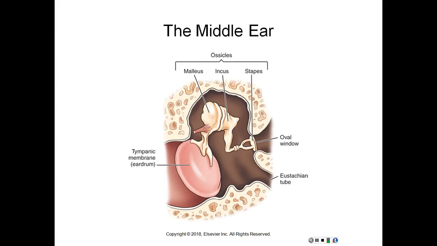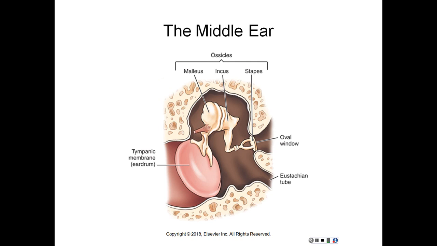Bones of the middle ear that carry sound vibrations. The ossicles are composed of the malleus or hammer, incus, anvil, and stapes, stirrup. The stapes connect to the oval window, which transmits the sound vibrations to the cochlea of the inner ear. Eustachian tube. Passage between the middle ear and the pharynx equalizes air pressure on both sides of the tympanic membrane.